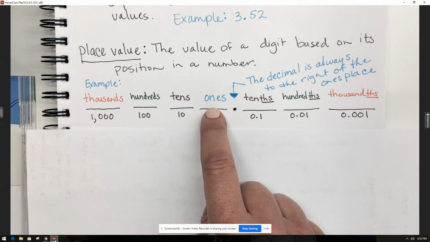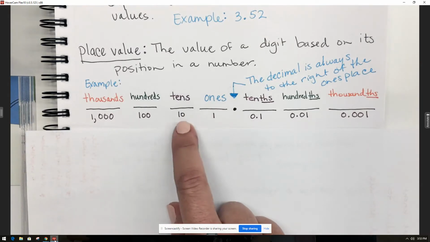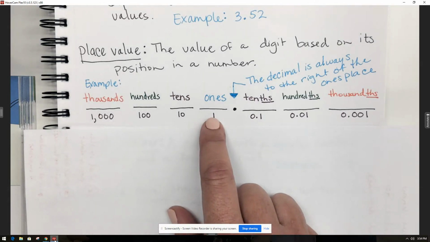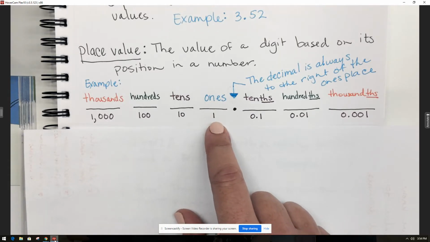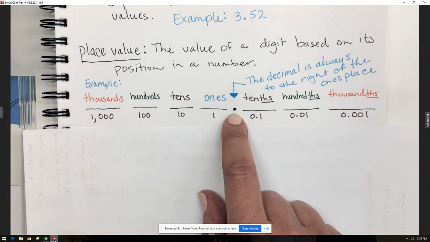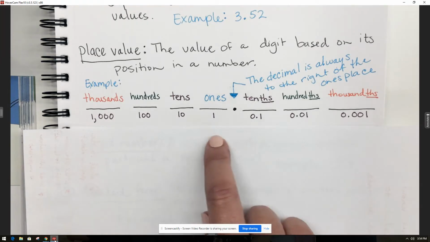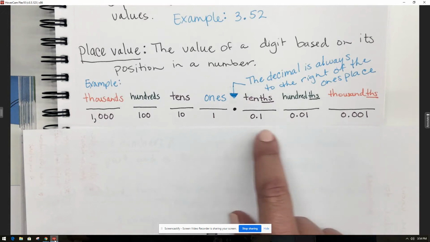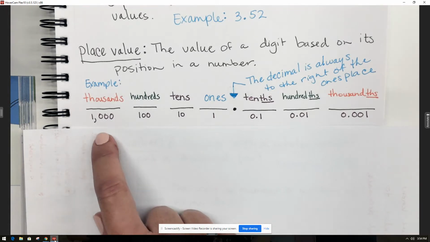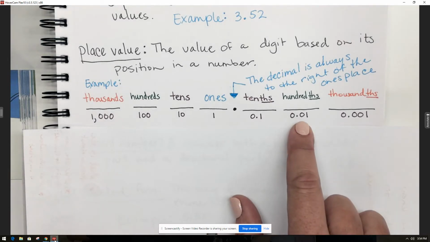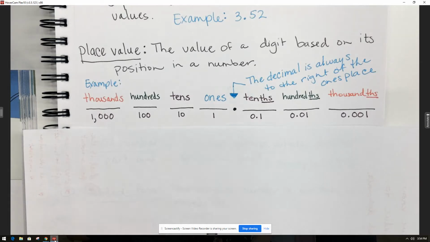Then if you're talking about whole numbers, from the ones we go to the tens, the hundreds, and the thousands. If we are talking about a decimal or a part, then we're going to go to the right from the ones place. We have our decimal point, then we have our tenths, our hundredths, and our thousandths. And I wanted to show you what that looks like in each of the place values. And then just remember that every time you move a place value over, you move over by a power of 10.